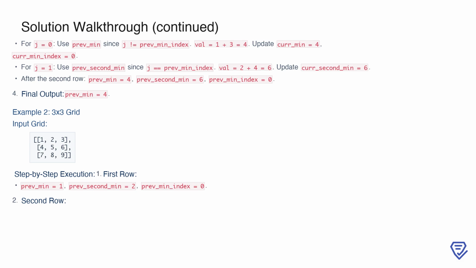At the end of the second row, the smallest value is 4, the second smallest is 6, and the smallest value is in column 0. With no more rows to process, the final output is simply the minimum value after processing the last row, which is 4. Now, we move to a slightly larger example, a 3x3 grid, to better understand how the algorithm scales.